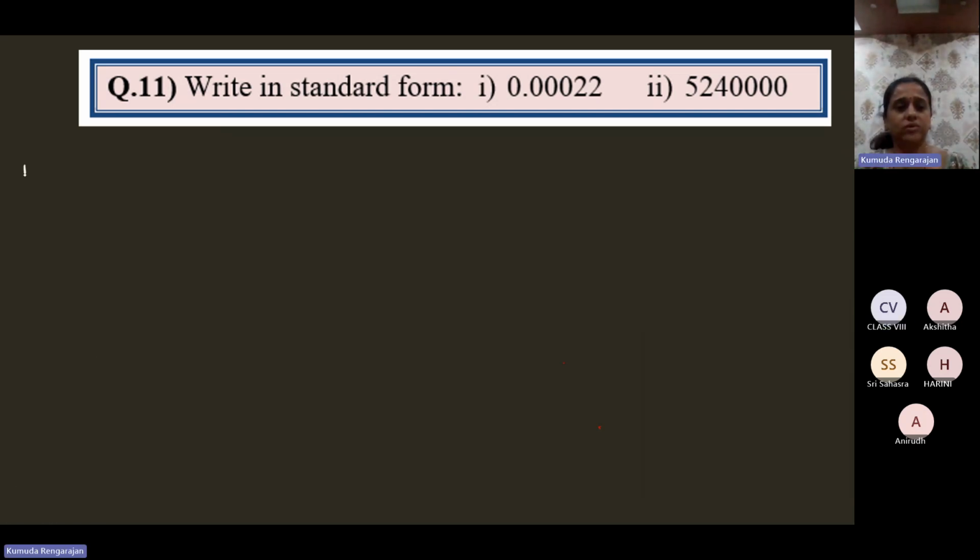So write this one in the standard form, 0.00022. Work this and tell me the answer.